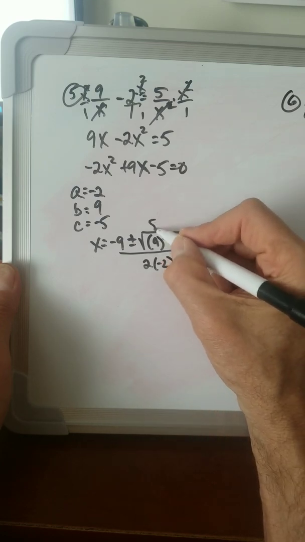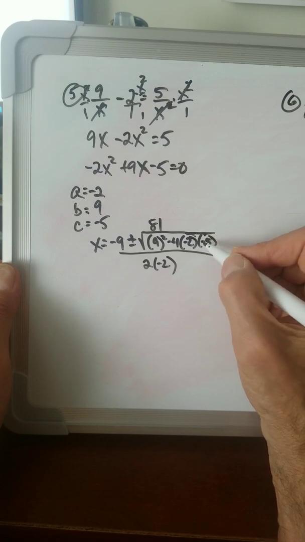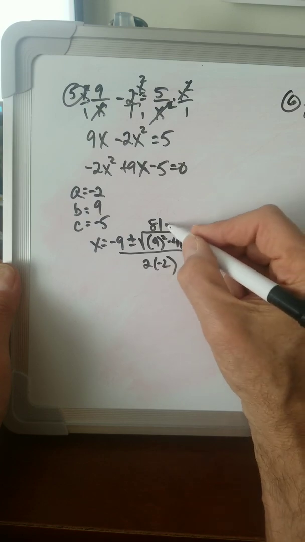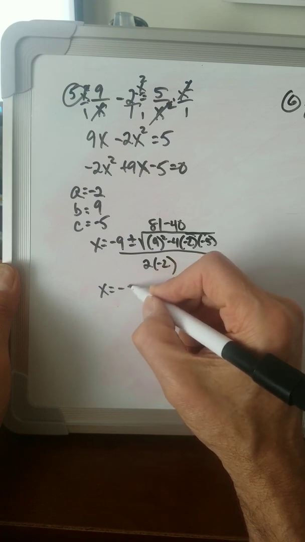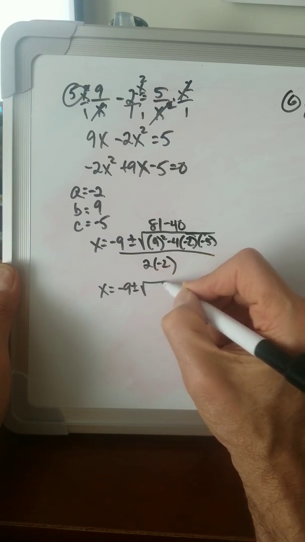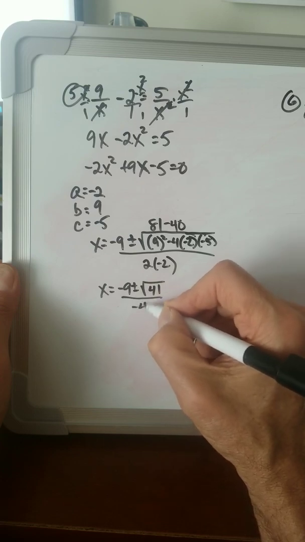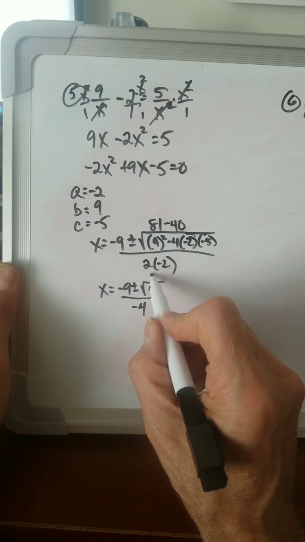9 squared is 81. Negative 4 times negative 2 is 8. 8 times negative 5 is negative 40. So we have x equals negative 9 plus or minus the square root of 41, all over negative 4. Can't reduce the square root of 41, so we are done.